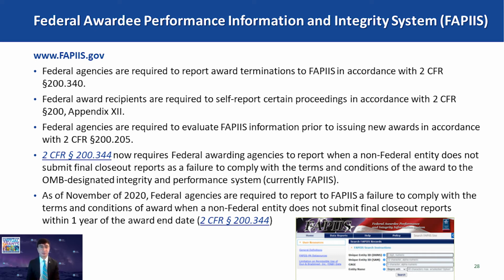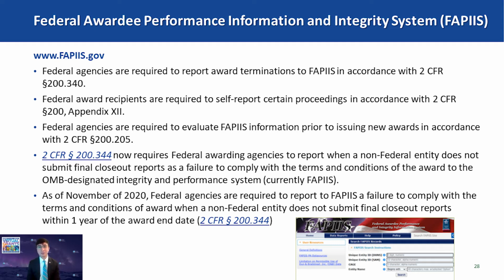And just to discuss some recent updates to the FAPIIS site, 2 CFR 200.344 now requires that NSF report in FAPIIS any recipient who has failed to submit all required project reports within 1 year of an award's period of performance end date. This would include annual reports, final reports, project outcome reports, and any other reports that may be required for closeout in accordance with the specific terms and conditions of the NSF award.